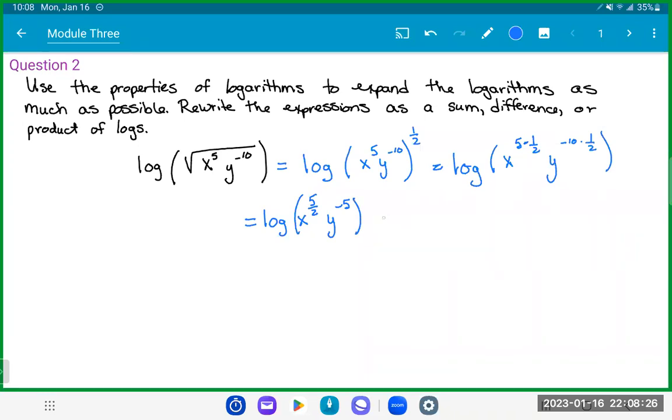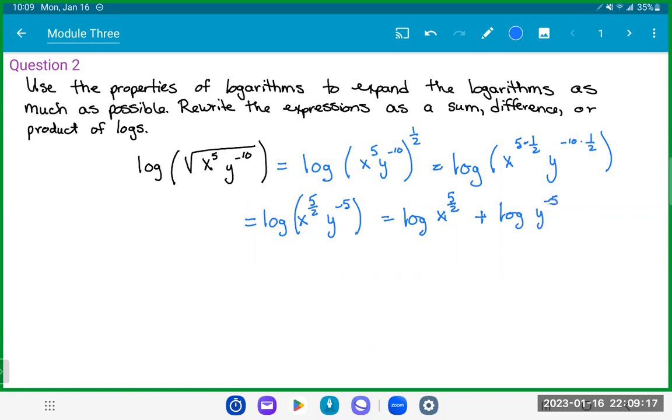Okay, so the next thing we want to do is use the law of summing, the summation. We have multiplication here, so that's our product. Since the two things inside the log are being multiplied together, the law of logarithms tells us that's really the same as the sum of the individuals. So we can rewrite that as the log of x to the 5/2 plus the log of y to the -5.